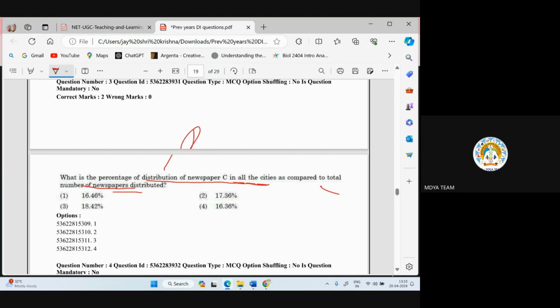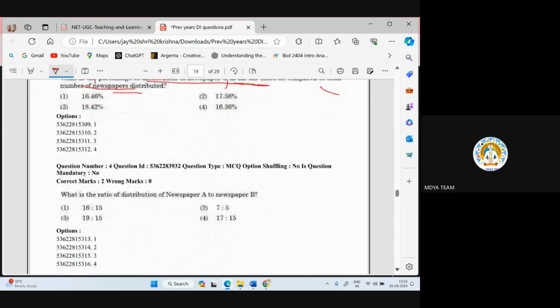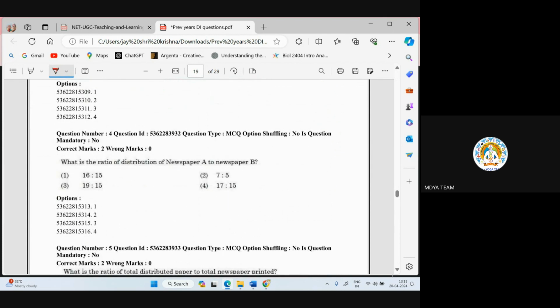Yes, sir. Now understood? Yeah. Percentage distribution of newspaper C. This is our part and this is our total number of newspaper distributed. So part upon total multiplied by 100. This question is comparatively easy.